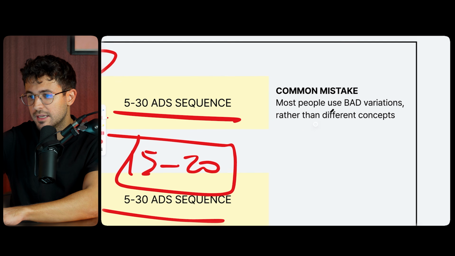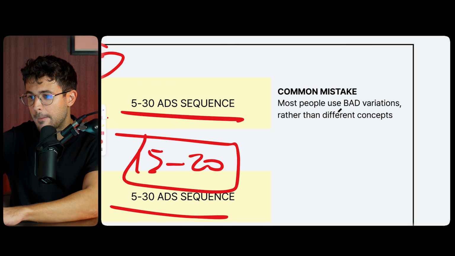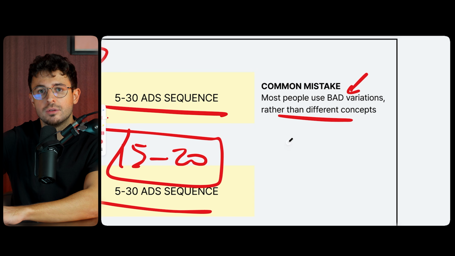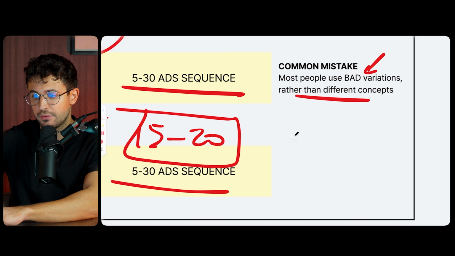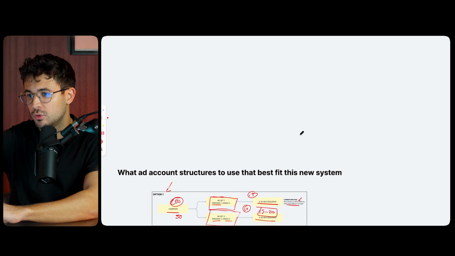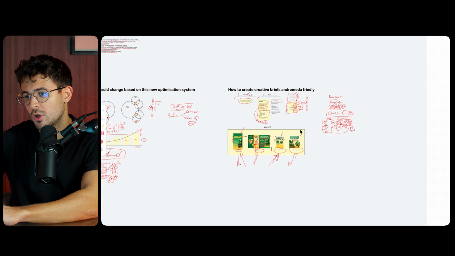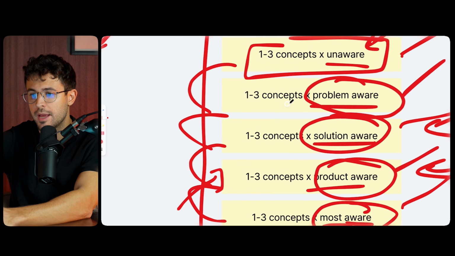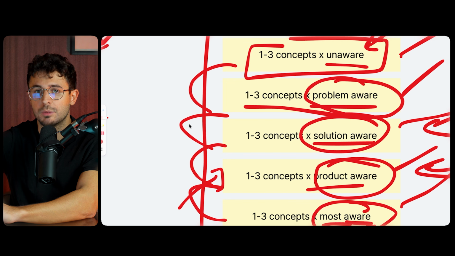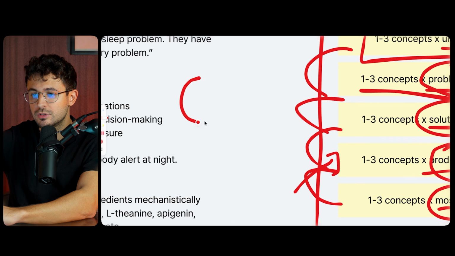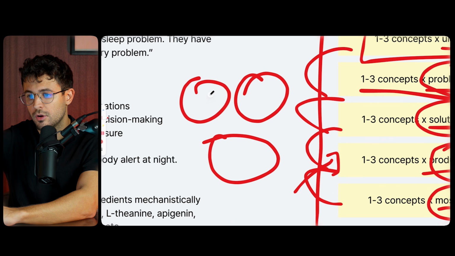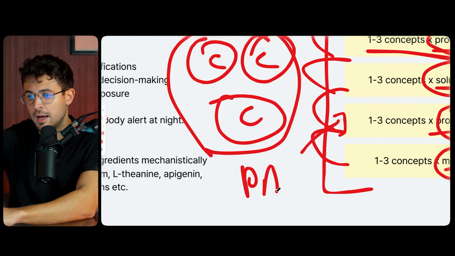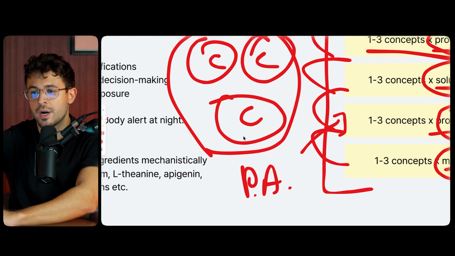Now, the mistake that I see is that people use bad variation rather than different concepts. And this is very important, because let's say we go back to here. When we create ads for the problem aware stage, we say that we need to create 1 to 3 ads for the problem aware, but then you need to use a different concept under the problem aware user awareness stage.